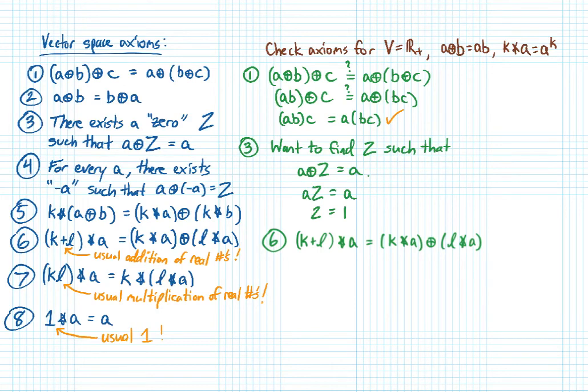Let's look at axiom 6. This is similar to axiom 1 in the sense that you can verify it by putting a question mark on top of the equation, unraveling both sides of the equation, and then eventually getting to a place where you can see that they are equal.